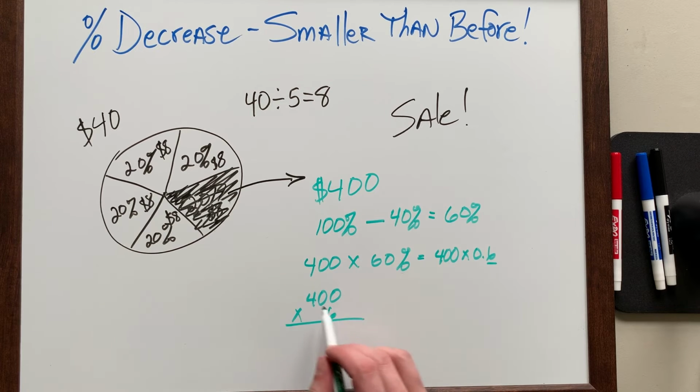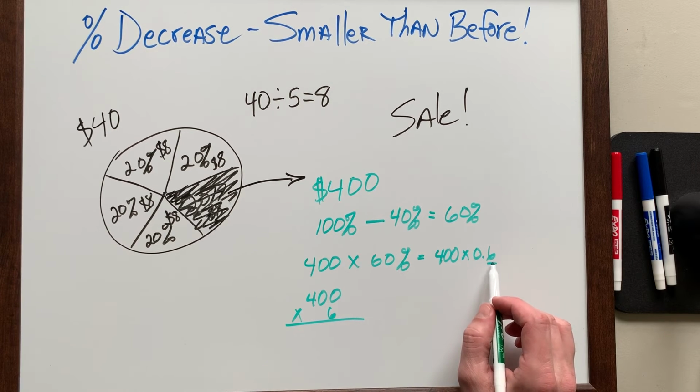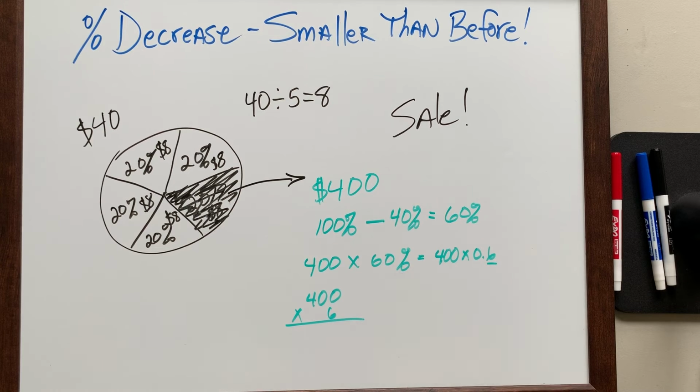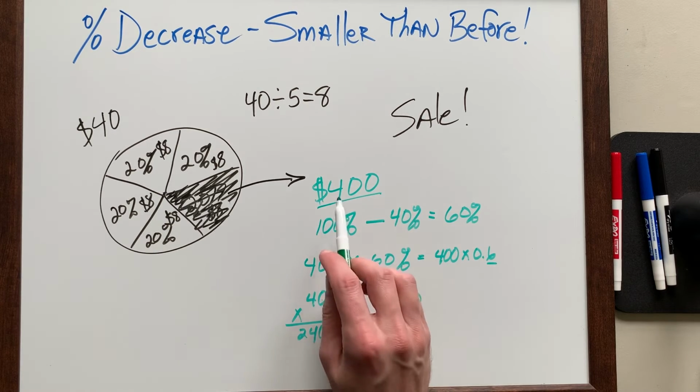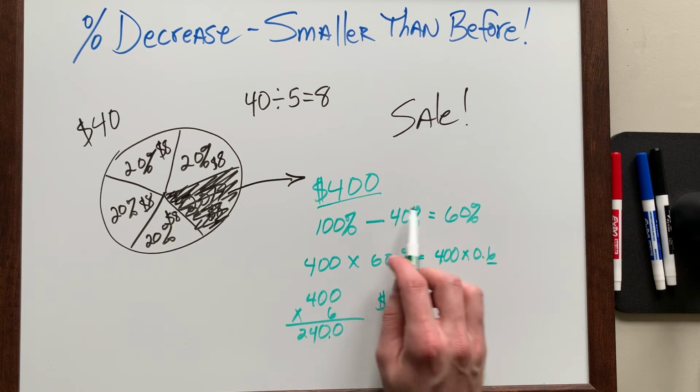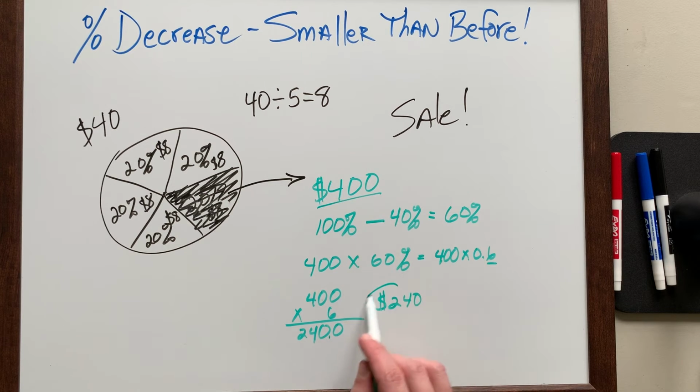We're just going to do 400 times 6 and realize that at the end we need 1 digit to the right of the decimal. 6 times 4 is 24, and I have 2 zeros, 1, 2. 1 digit needs to be to the right of the decimal, so where do I put the decimal where I have 1 digit to the right? Right here. So the final answer is 240, and that's how much the video game system costs if it was $400 but had a 40% decrease, $240.